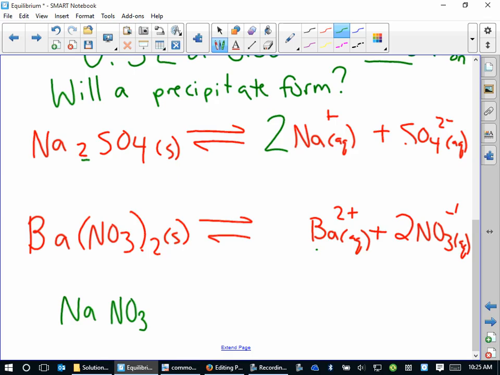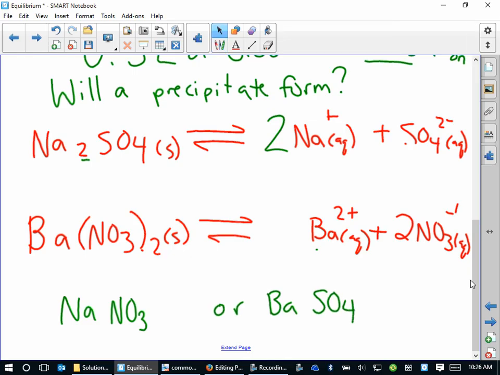Sodium has a charge of 1, NO3 has a charge of negative 1. Or we're going to have barium SO4. I'm just going to press pause for a second and bring up the data table so we can see if they form precipitates.